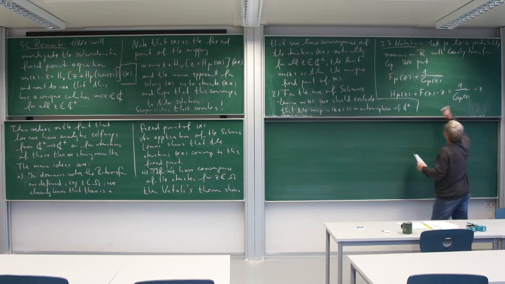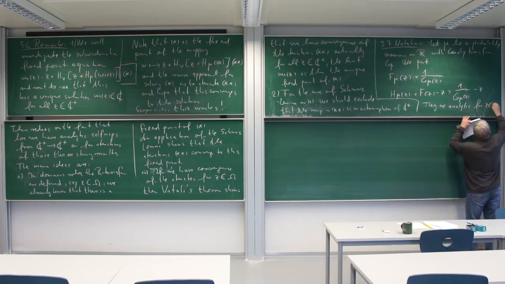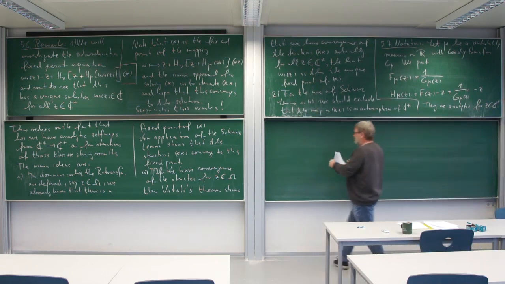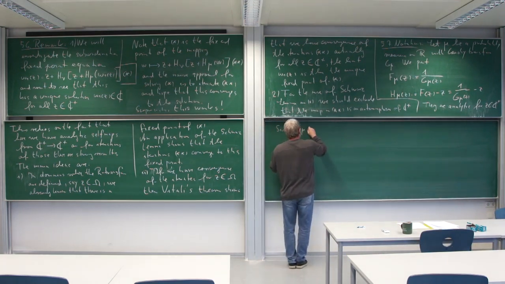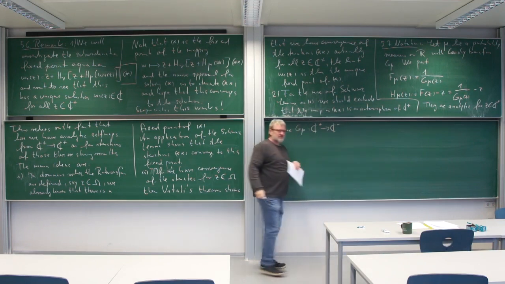Okay, so they are analytic for sets in C plus. They are all defined in C plus, but where are they going? And of course, for G, we know. The Cauchy transform goes from C plus to C minus.